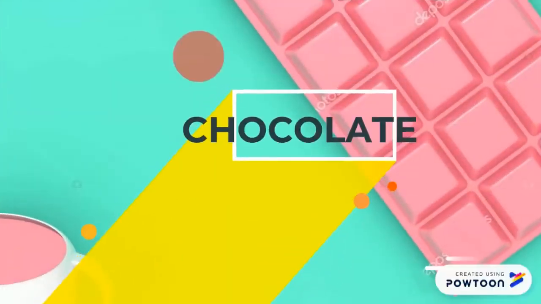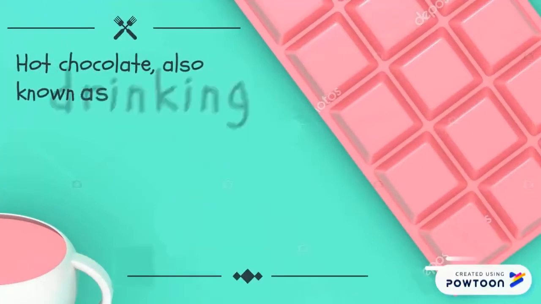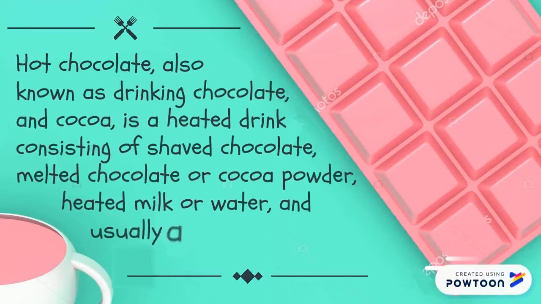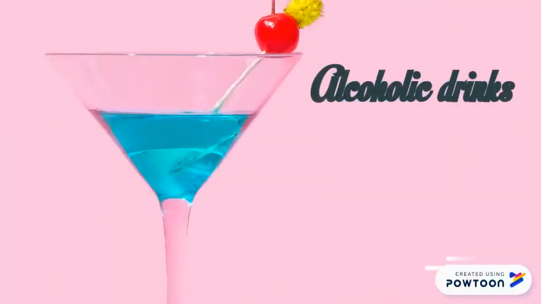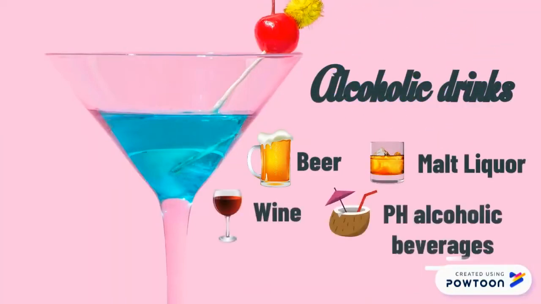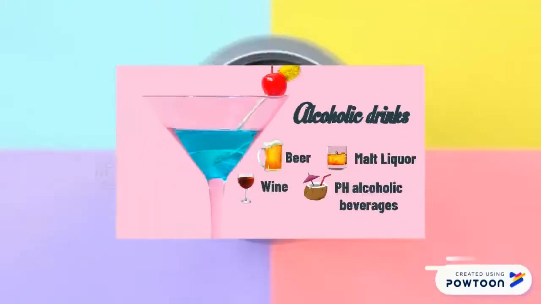Lastly, we have chocolates. Hot chocolate, also known as drinking chocolate or cocoa, is a heated drink consisting of shaved or melted chocolate or cocoa powder, heated milk or water, and usually a sweetener. Moving on to alcoholic drinks, we have beer, malt liquors, wine, and Philippine alcoholic beverages.